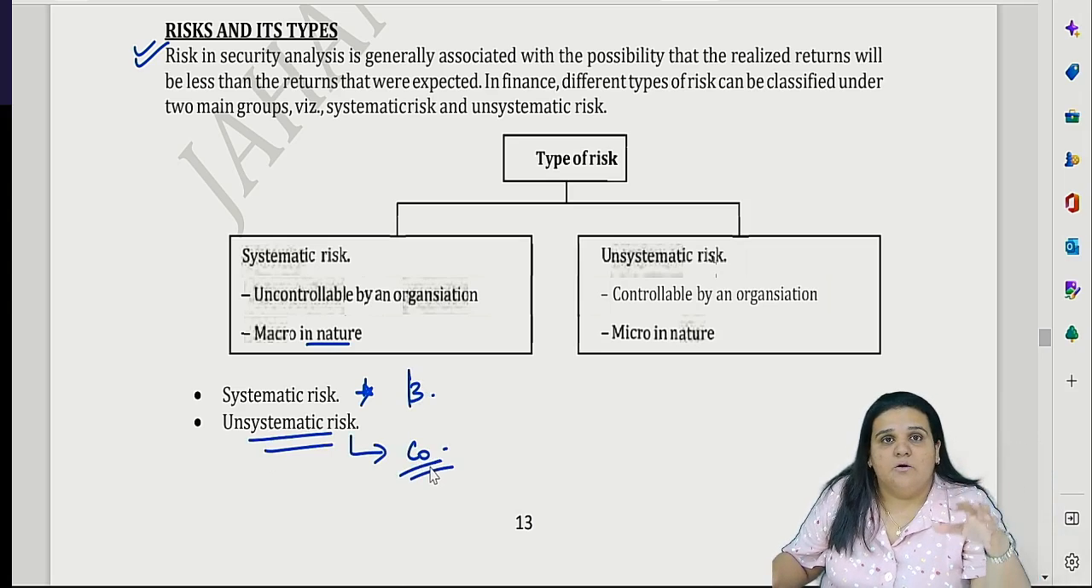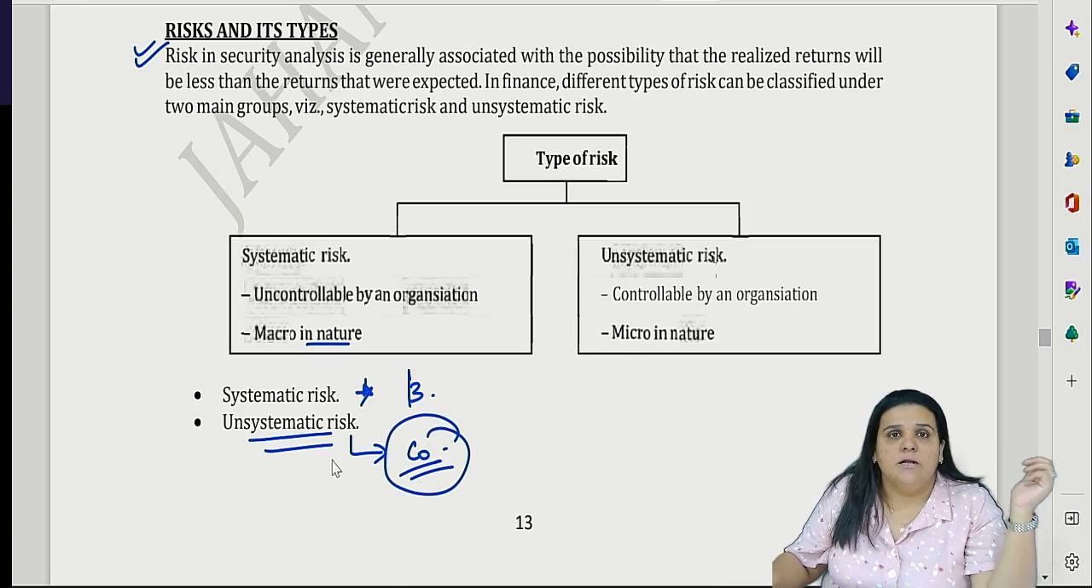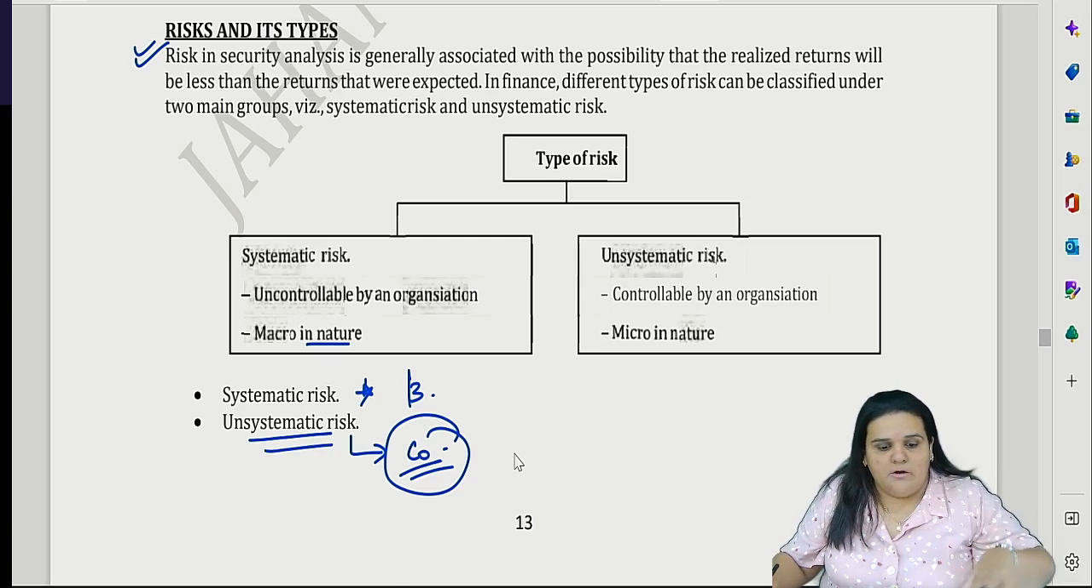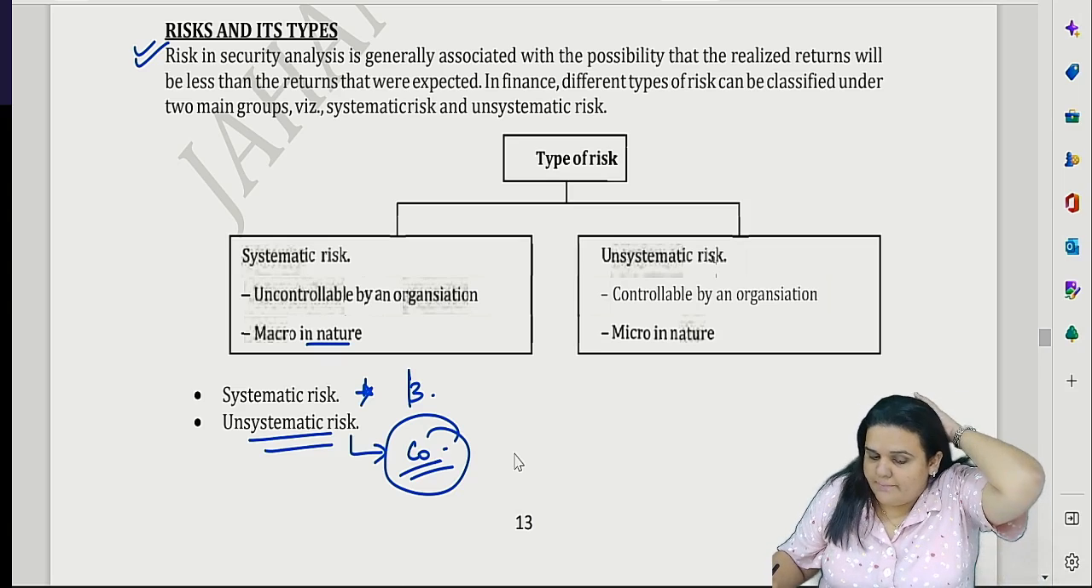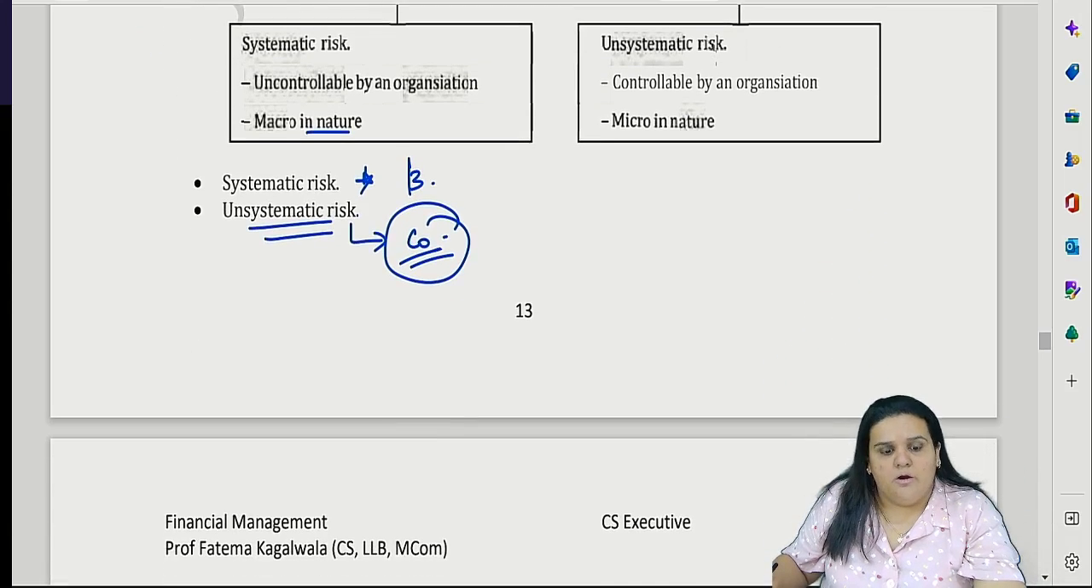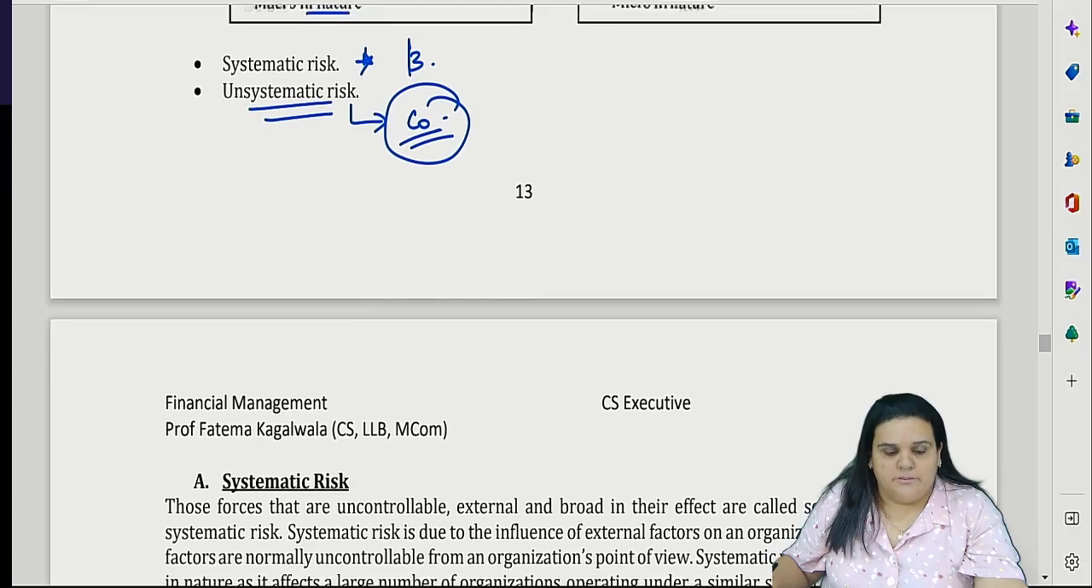And unsystematic risk is those which can be controlled by the company. The purchase of their stock is not happening because of certain faults in the company. They are having a strike, or they are not able to provide the demand, whatever it is. So there can be risks associated with the whole economy, which is macro in nature, which is your beta, which we apply, and there is an unsystematic risk which can be controlled by the organization. It is very micro in nature.